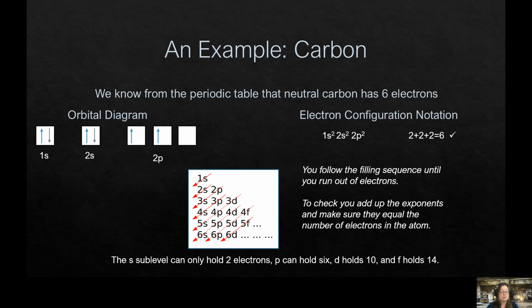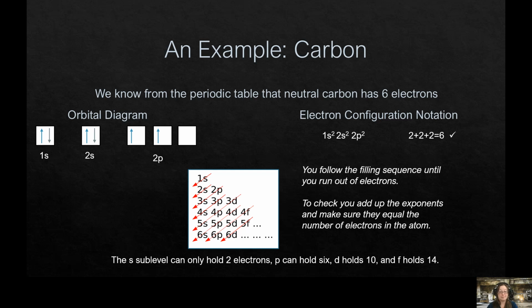You fill the 1s, then the 2s. That's 4 out of the 6 electrons, so we've got 2 left. And then the 2p, you're going to just put in 2 up arrows in those first 2 boxes, right? 1 up arrow, 2 up arrow. Okay, and remember, they're going to separate out into those individual orbitals because that's the lowest energy configuration.